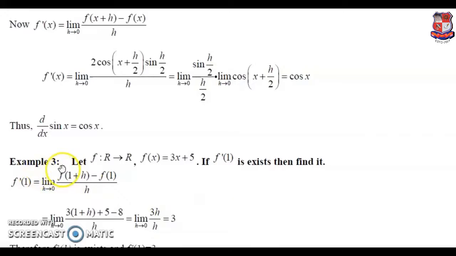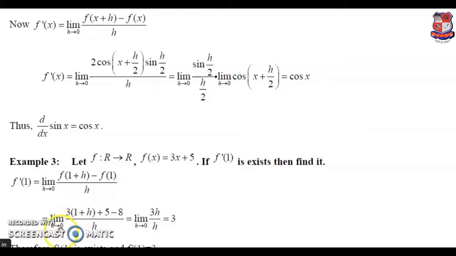Another example number 3. Let f from R to R, f of x equal to 3x plus 5. If f dash 1 exists, then find f dash of 1. So limit h tends to 0, f of x plus h, but x equal to 1, so f of 1 plus h minus f of 1, by h. So f of 1 plus h we apply as x, so 1 plus h, so 3 bracket 1 plus h plus 5, minus f of 1, we apply 1, 3 into 1 is 3, plus 5, 8.